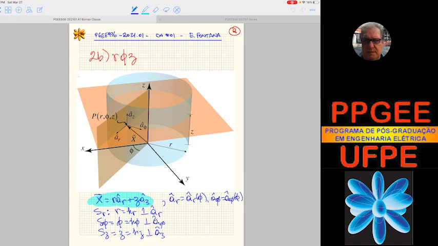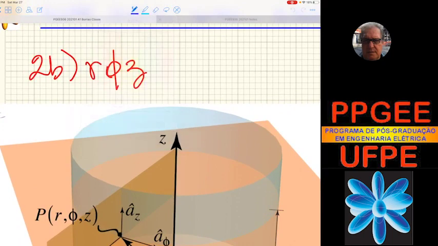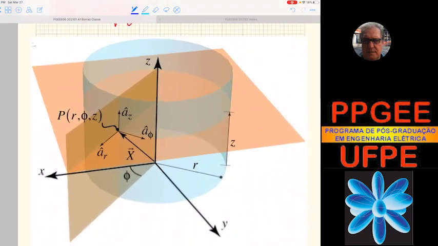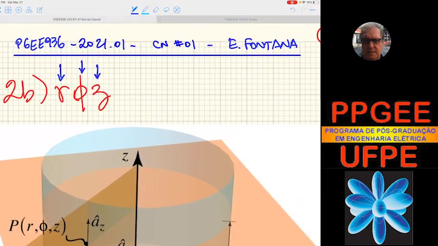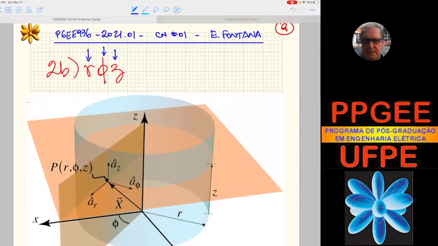Okay? So then we have to define our coordinate surfaces. Let's first look at the coordinates of the system. The first coordinate is the radial coordinate in the XY plane. The second is the azimuthal coordinate. And the third one is the axial coordinate. Well, our first coordinate surface is the locus of points that are at the same distance from the z-axis.